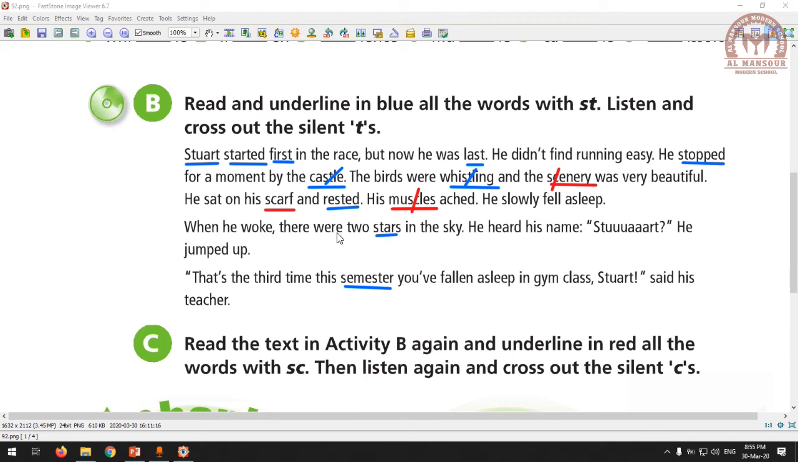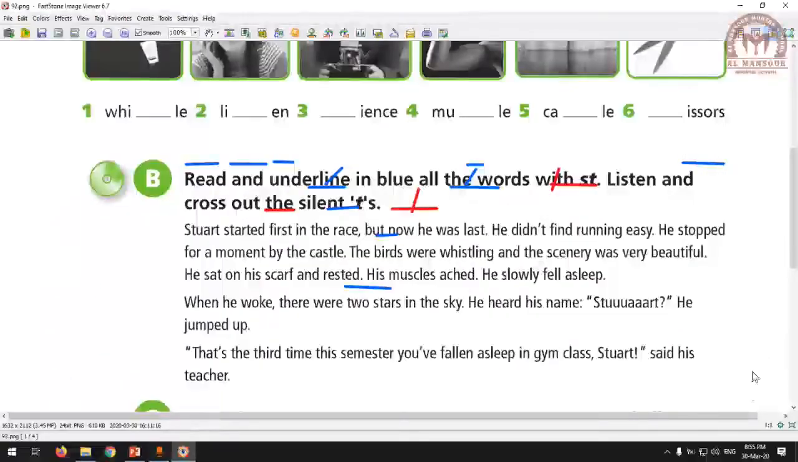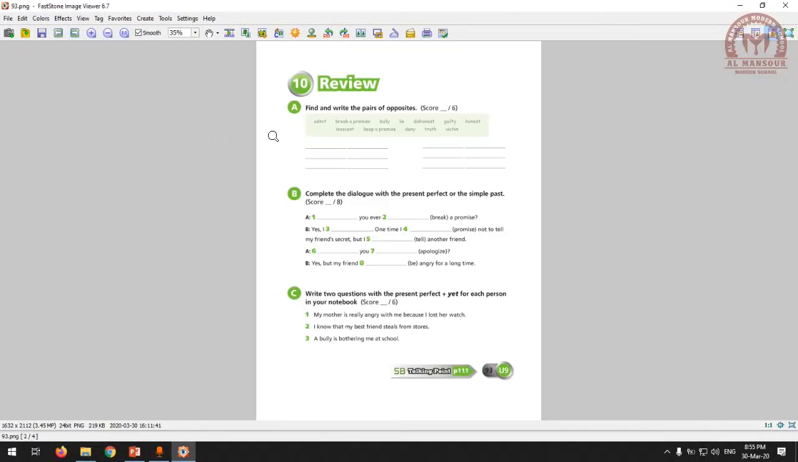When he woke, there were two stars in the sky. He heard his name, Stuart. He jumped up. That's the third time this semester you've fallen asleep in gym class, Stuart, said his teacher. Okay? So we have three words, and two of these words have silent letters. Okay, I want you to flip the page.